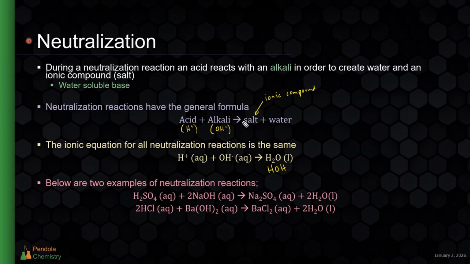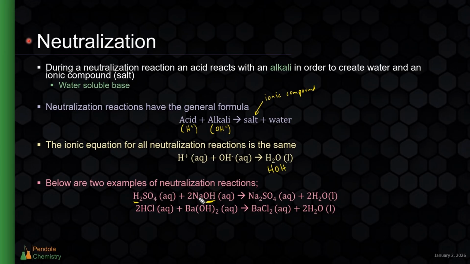This is going to happen in every neutralization reaction. So here are some examples of that, right? We have sulfuric acid reacted with sodium hydroxide. Sulfuric acid has a hydrogen ion, it's an acid. Sodium hydroxide has a hydroxide ion, being a base, an alkali specifically, because it dissolves in water.